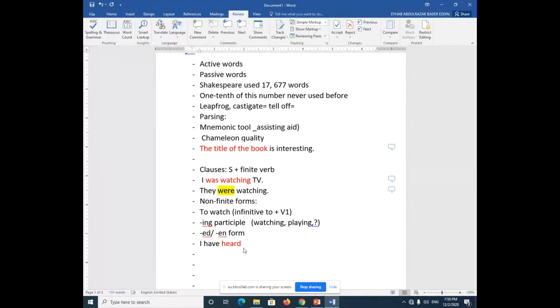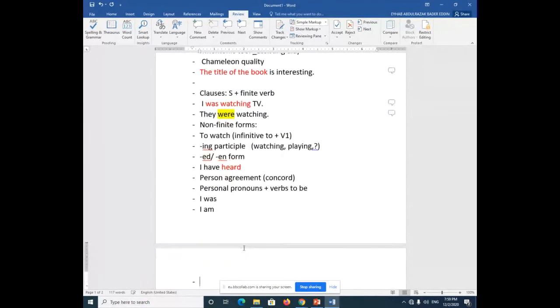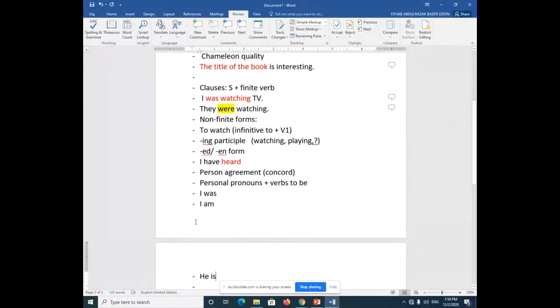So here we have to mention that we have person agreement, and some books call it concord. For example, especially with personal pronouns plus verbs to be. So I was, I am, he is. So as you see, this is called person agreement.